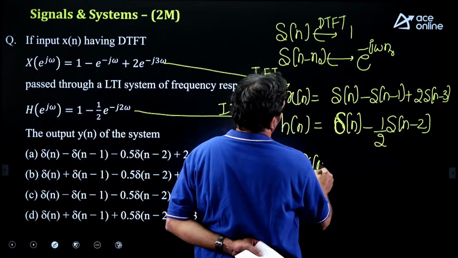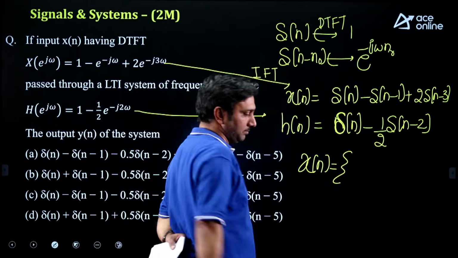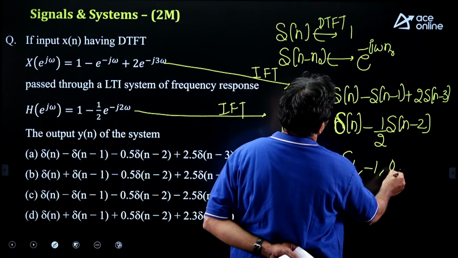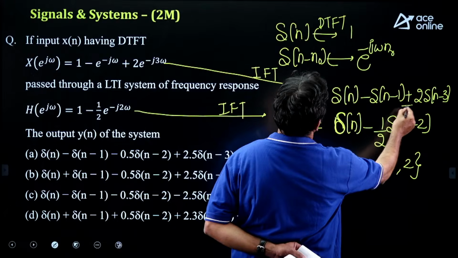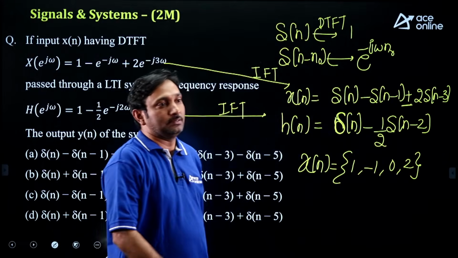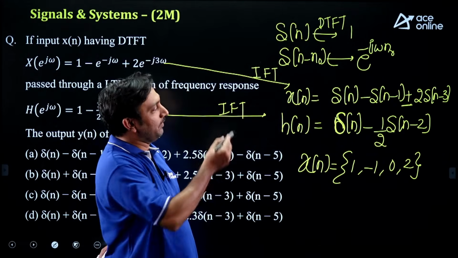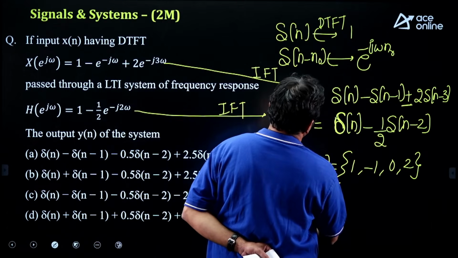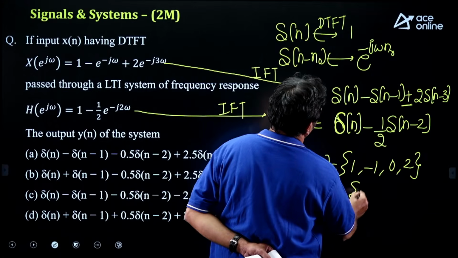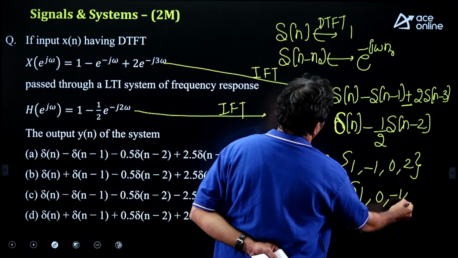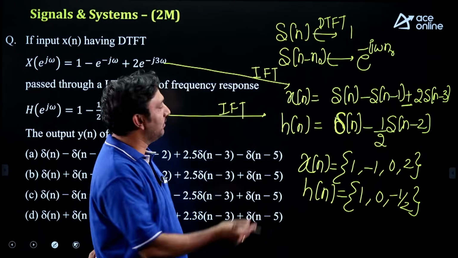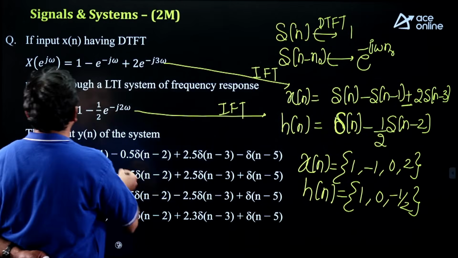As a set of samples, how can we represent them? As a set of samples, 1 comma minus 1 comma 0 comma 2. In a hurry you may miss that, be careful. Of course, you have done the exam. Del of n minus 2 is not available there. Means their amplitude is how much? 0. H of n samples are what? 1, 0, minus half. Because here del of n minus 1 is not there, right? Just convolve them. That will produce the output.